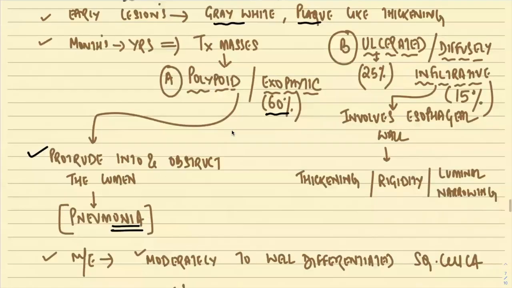The second variety is a diffuse infiltrative variety, which constitutes 15%. It is involving the esophageal wall, so there is no mass as such, just the wall is thickened. That is the diffusely infiltrative variety. Or sometimes the wall might show an extensive ulceration. So 25% of the cases might show ulceration. These lesions, on the other hand, cause thickening, rigidity, and luminal narrowing.